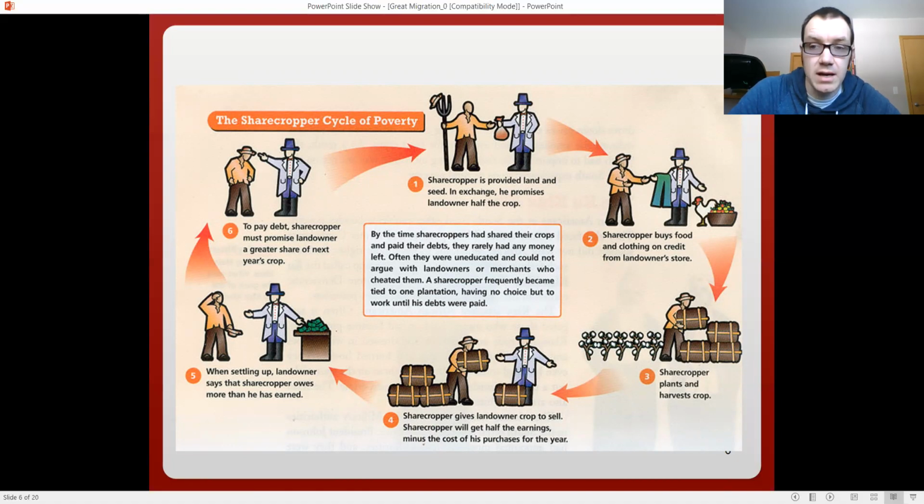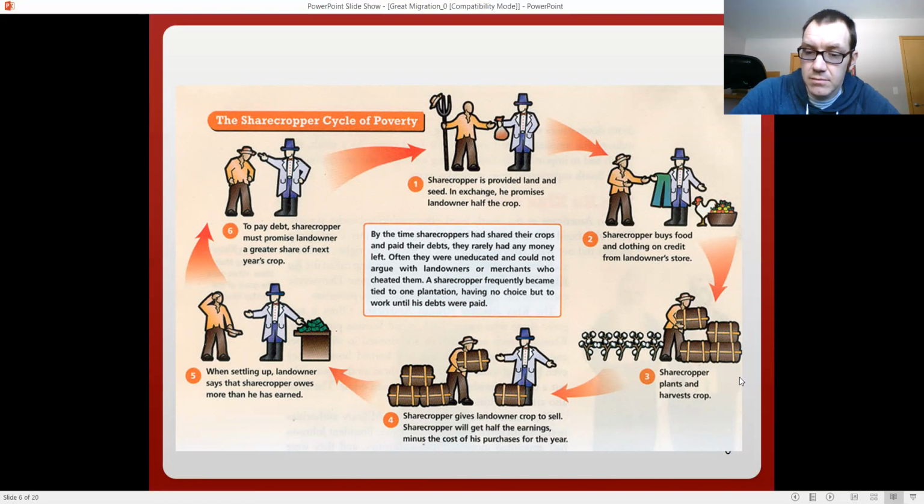So he'll let you live on the land. He'll let you live in one of his houses, maybe one of the slave cabins from before, and he'll give you seeds as long as you give him half the crop. And so that's what you promise you'll give him. However, you still need food because you can't eat cotton. So you go to the store of the landowner to buy food, to buy clothing, all these things. And again, you don't have any money. And so you say, all right, I'll buy these things and I will give the landowner a little bit more of my crop. So now maybe instead of owing him half the crop, maybe you owe him 3/4 of the crop.